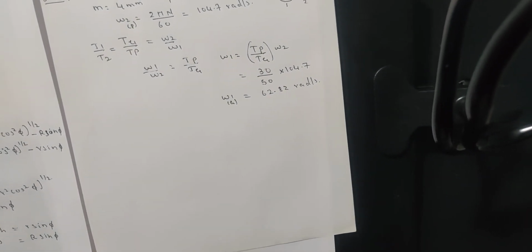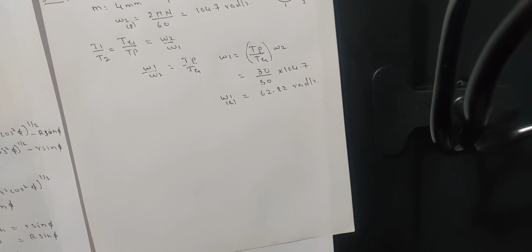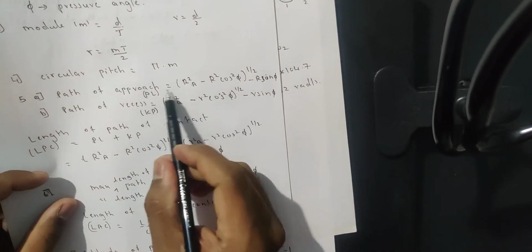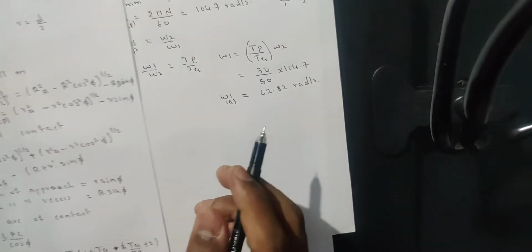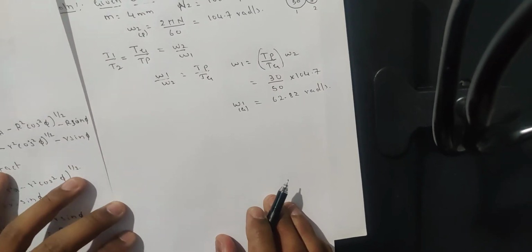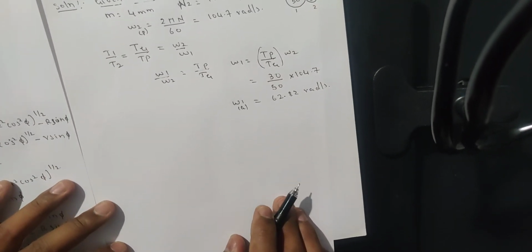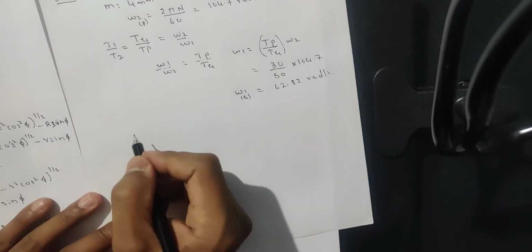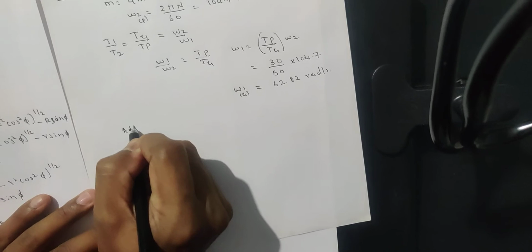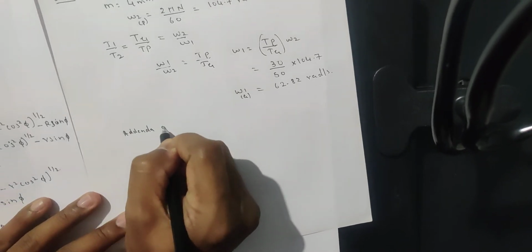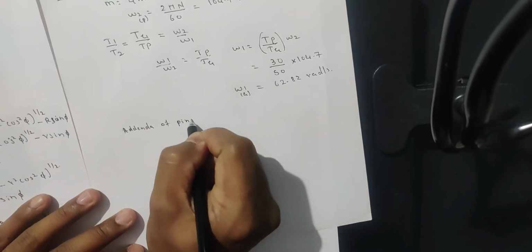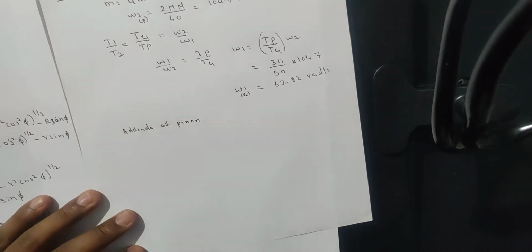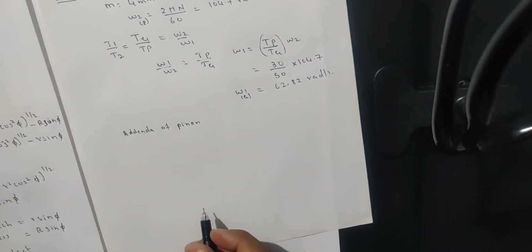So next we got omega 1 here. Next what we need to find out, if you just observe, is the value of Ra. So what is Ra here? Addenda. In order to find out the value of Ra, I have to find out the addenda of pinion, and the addenda of gear as well. So we have to find out the addenda of pinion. What is the addenda of pinion formula?